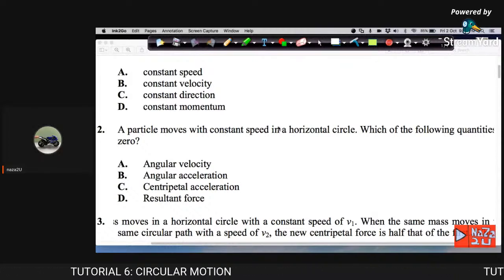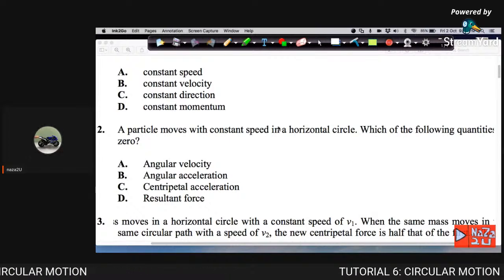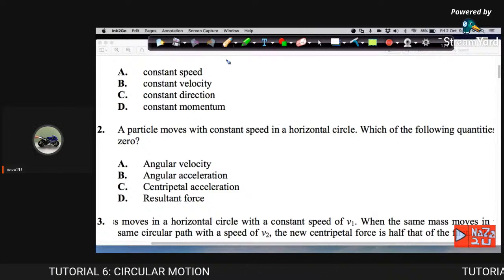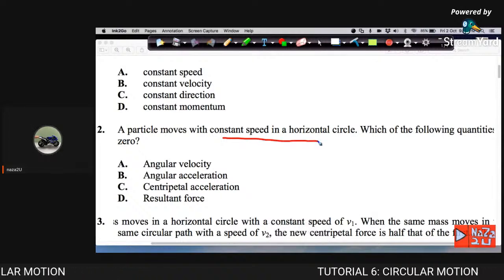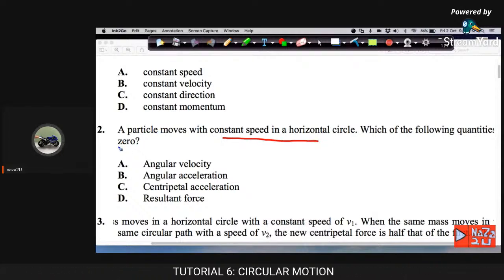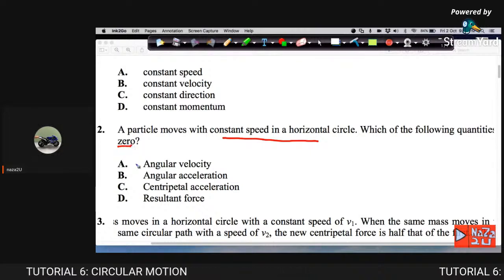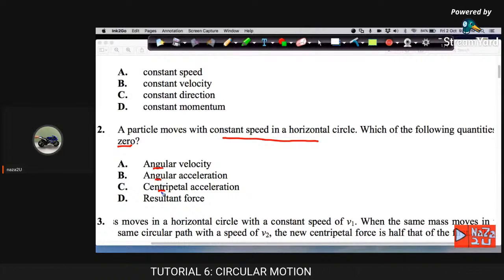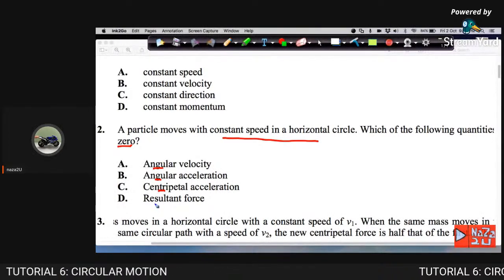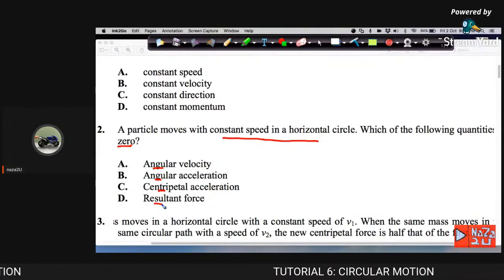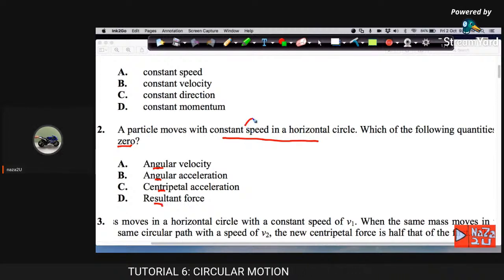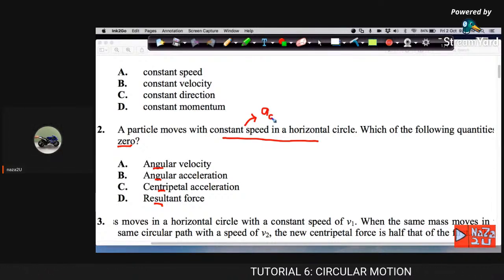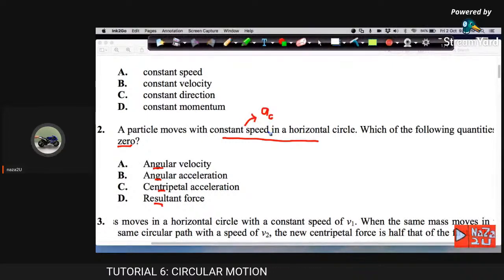Question number 2 tadi kita dah tengok, or you can refer to your own tutorial questions. A particle moves with a constant speed in a horizontal circle. Which of the following quantities is equal to 0? The options are angular velocity, angular acceleration, centripetal acceleration, and the resultant force. Because of the constant speed but change of direction, we have a centripetal acceleration.